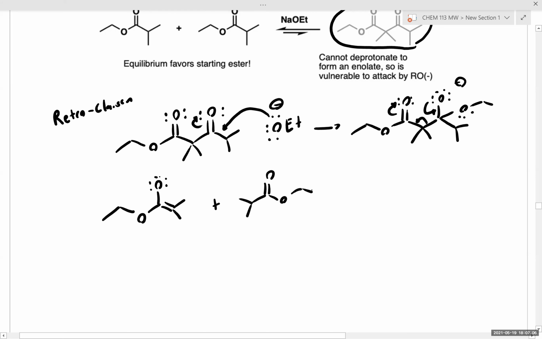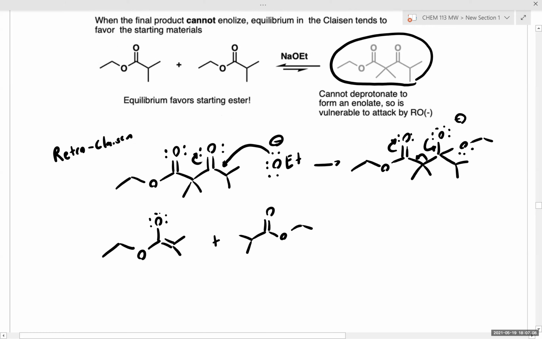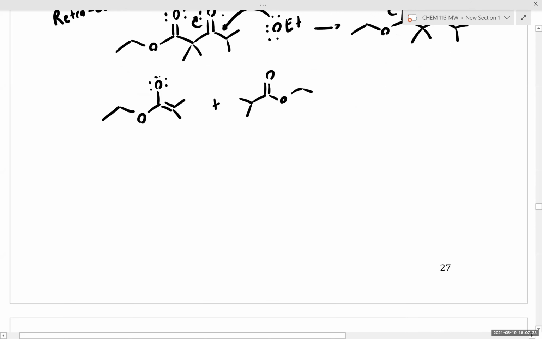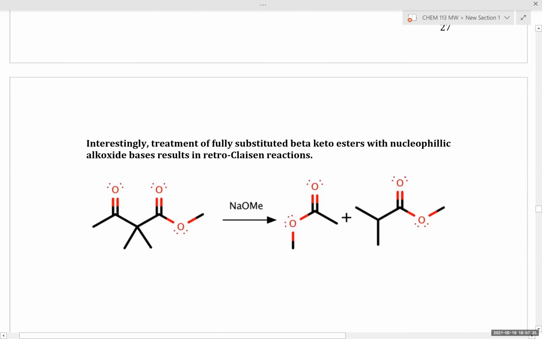Does this mechanism for the Retro-Claisen reaction make sense to everyone? Okay, so let's keep going now.